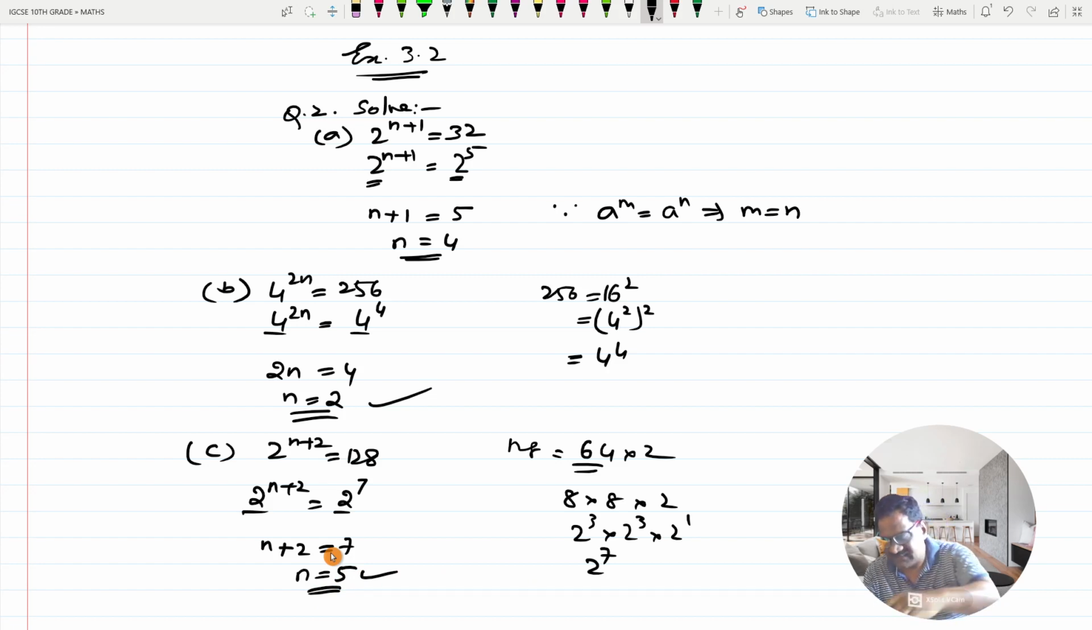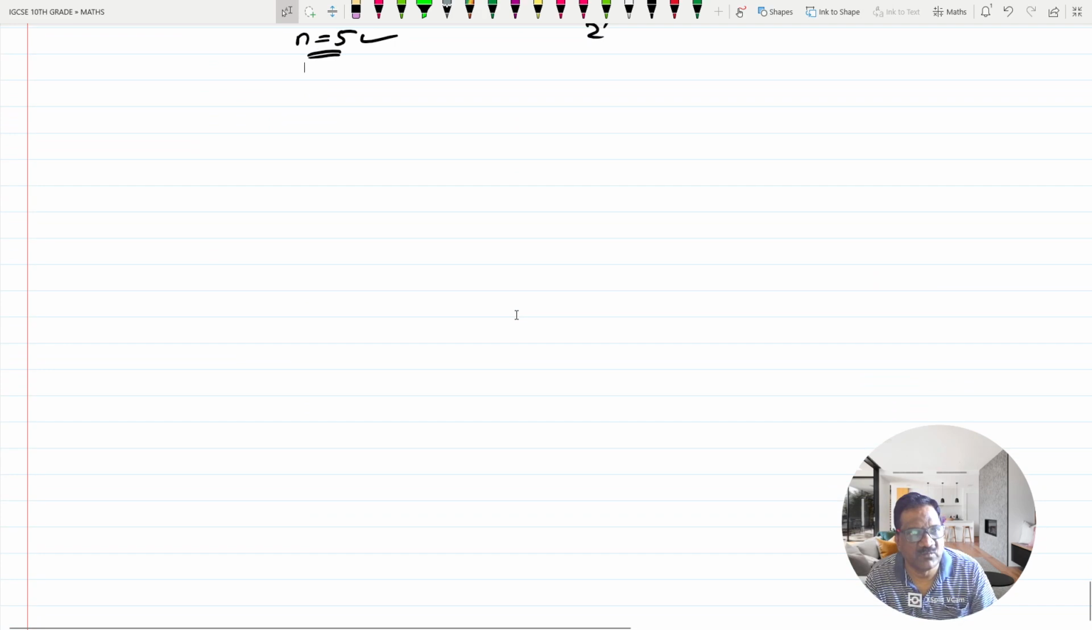Now let us check the answers at the back so far so that we can proceed with other questions. According to the answers behind exercise 3.2, for question number 2, the A answer is 4, that's correct. B answer is 2, that's correct. And C answer is 5, that's correct. Okay, so far all the answers are correct. I have verified them. And now let us move on to the sub question D.